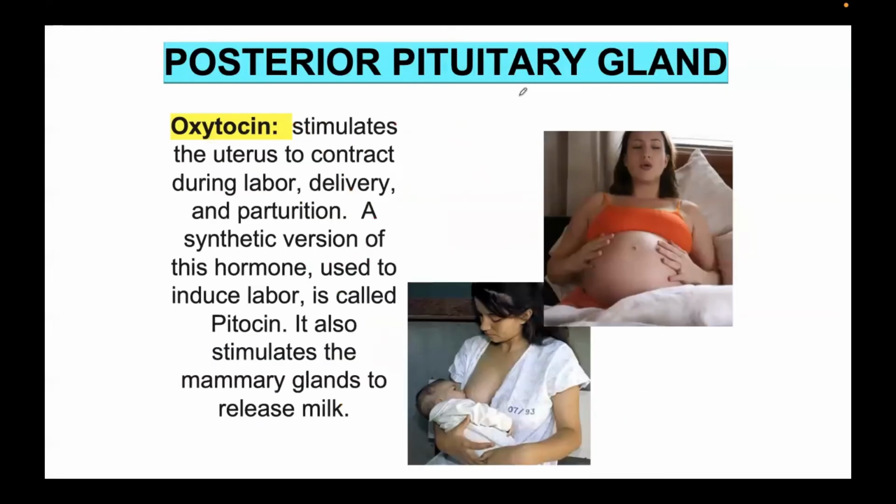Next, under pa rin po tayo ng posterior pituitary gland. Dito na pumapasok yung oxytocin. Familiar naman na po tayong lahat kay oxytocin. Oxytocin stimulates the uterus to contract during labor, delivery, and parturition. A synthetic version of this hormone used to induce labor, na yung nabanggit natin dati sa discussion natin, is called Pitocin. It also stimulates the mammary glands to release the milk. Okay, yung oxytocin natin, wala naman pong known toxicity nito ng hyper and hyposecretion.